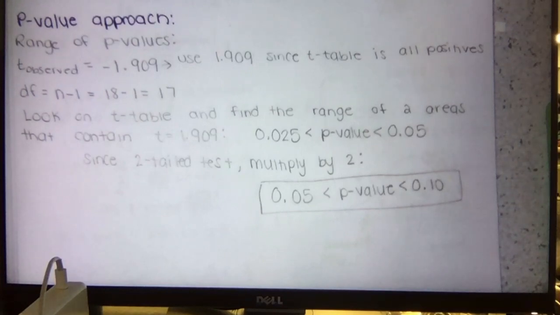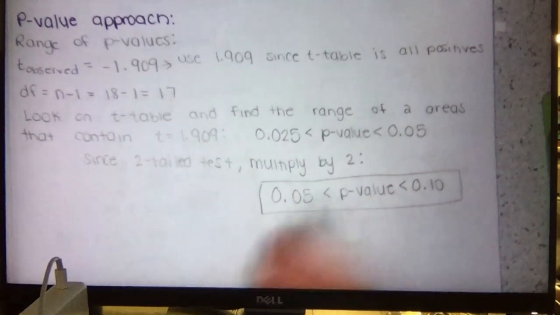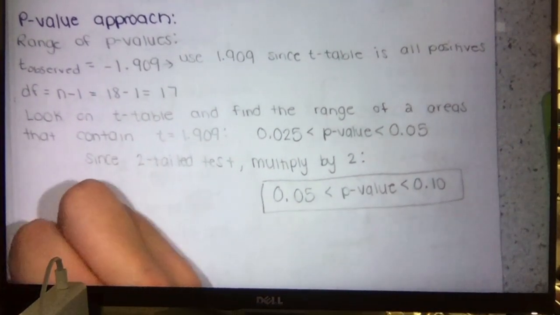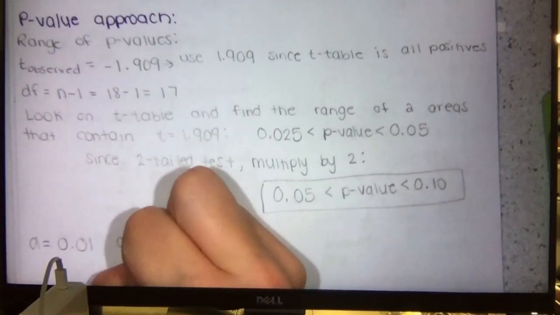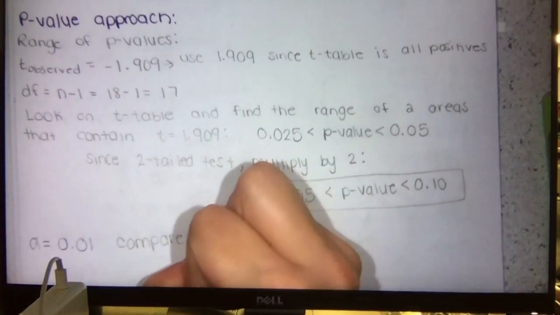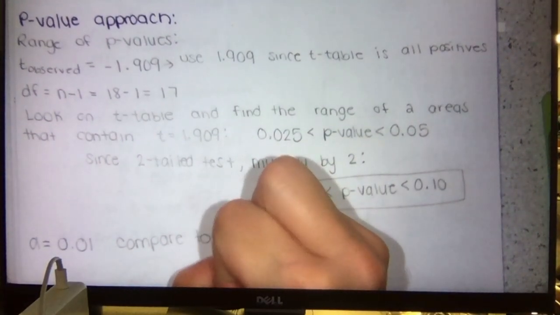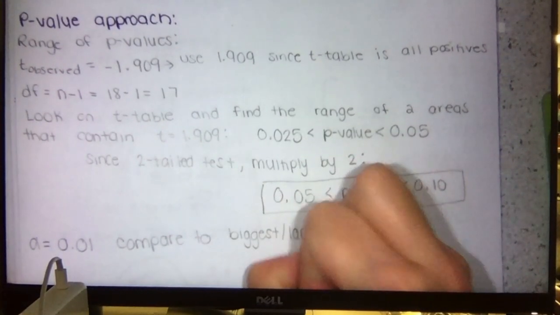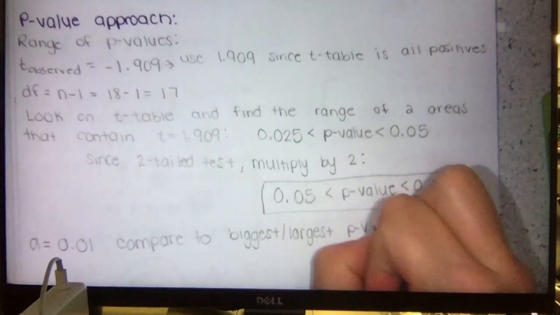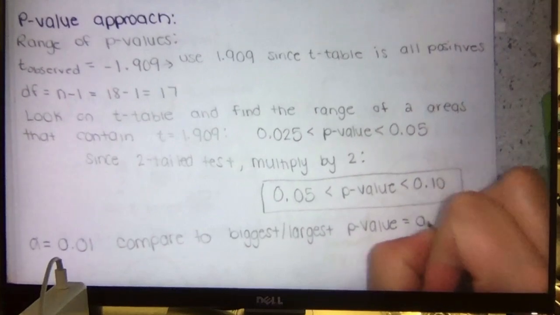So now we need to see, do I reject? All that good stuff like usual. We know that our alpha was 0.01. And we are going to compare that to our largest p-value, which in this case was 0.10.